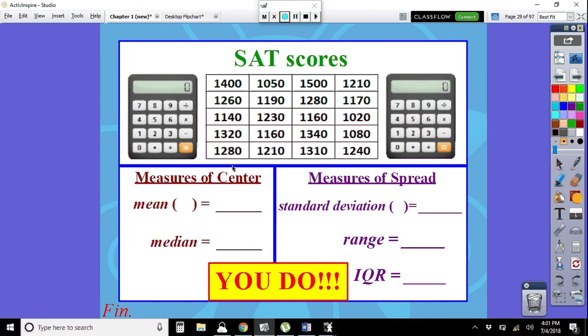So what I want you guys to try to end out the video here is, here's a new set of data, and again, it's 20 values. These represent SAT scores. And I want you guys to figure out what is the mean SAT score, the median, the standard deviation, the range, and the IQR for this data set.